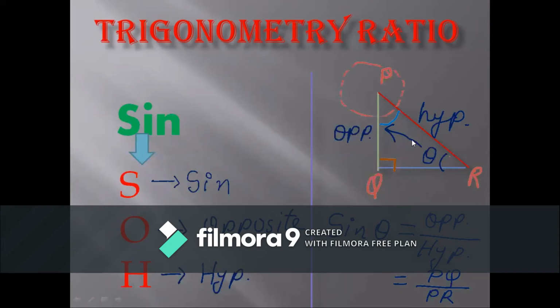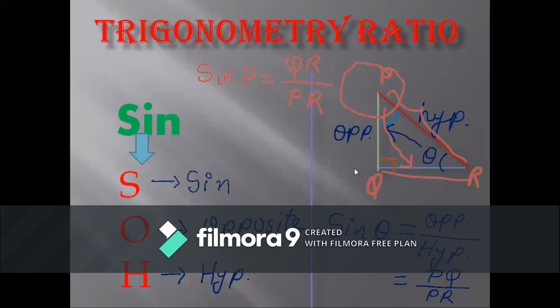When we look from the point P, the hypotenuse remains the hypotenuse, with no change, but the opposite side changes, that is QR. So when we need to find the sine for the angle P, we use opposite upon hypotenuse, but this time as the opposite side has changed, we write QR upon PR.